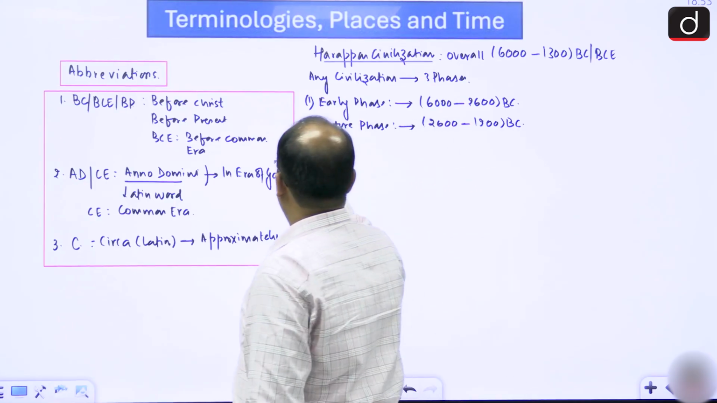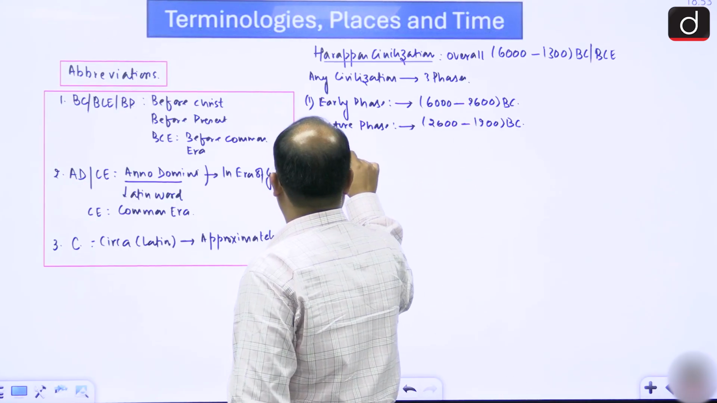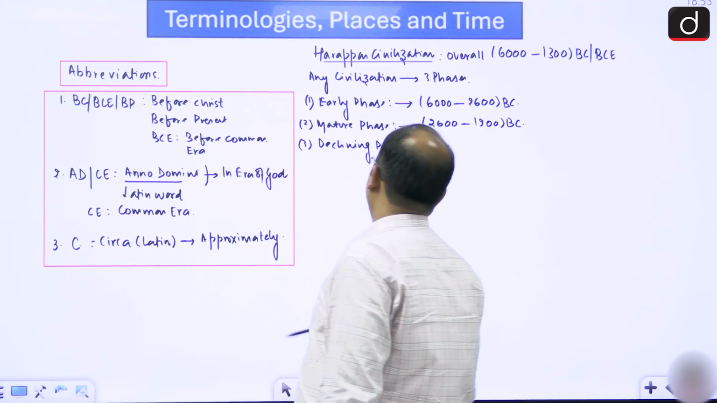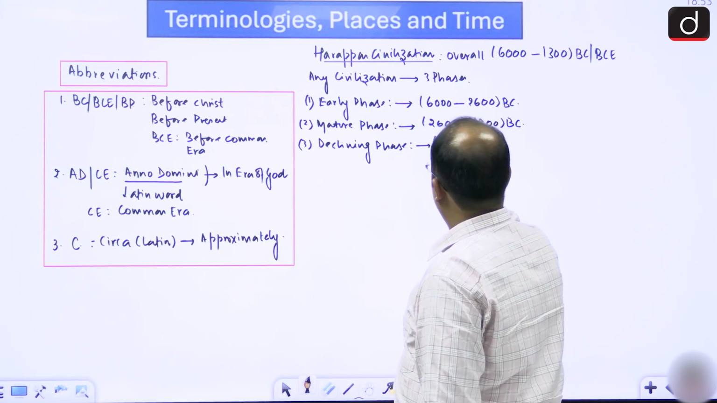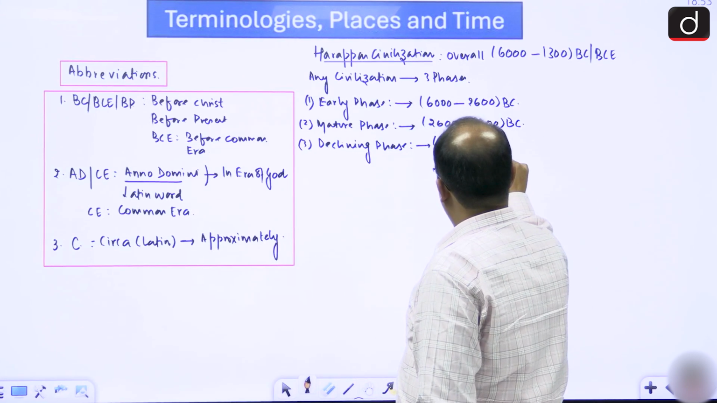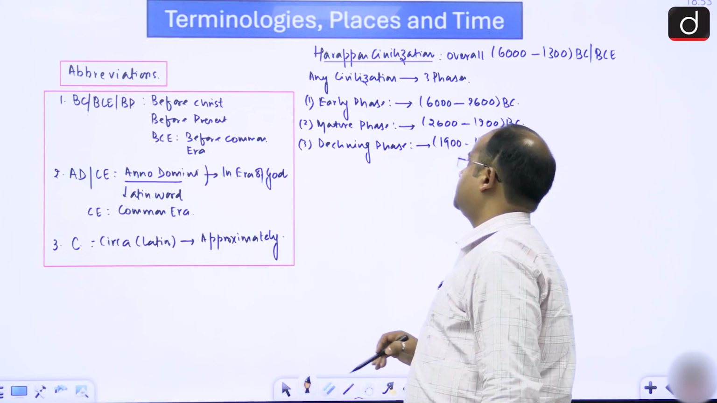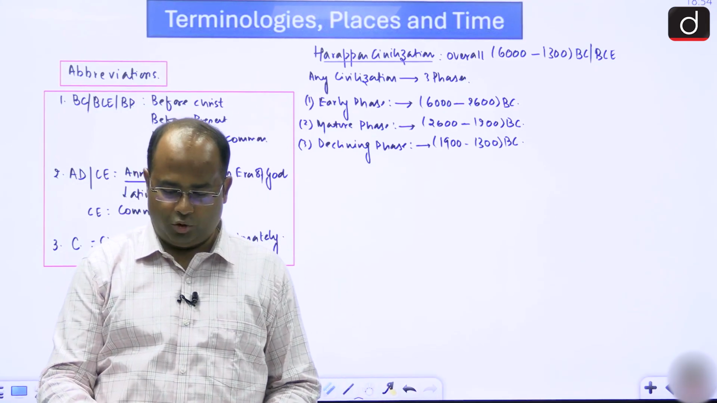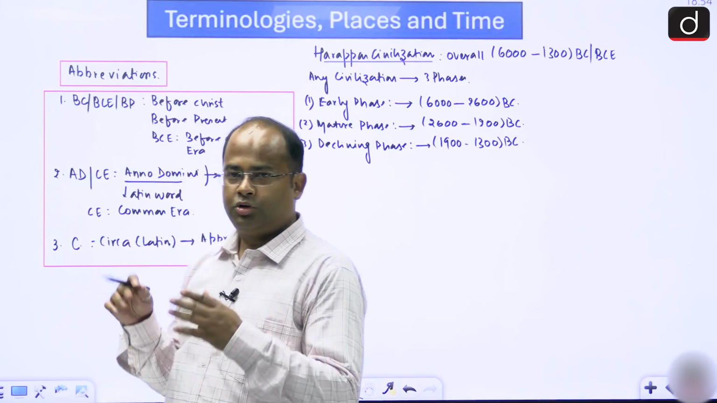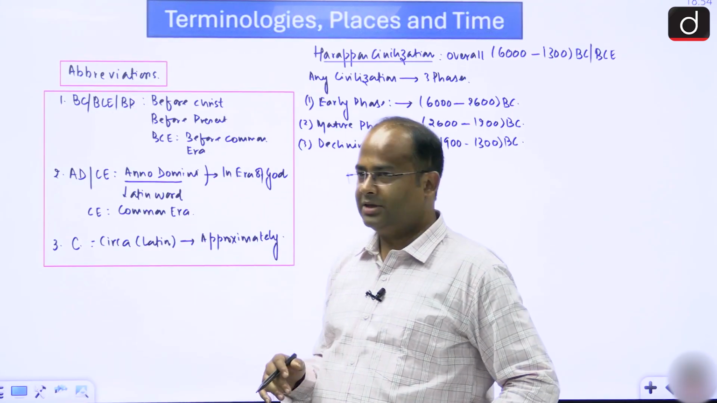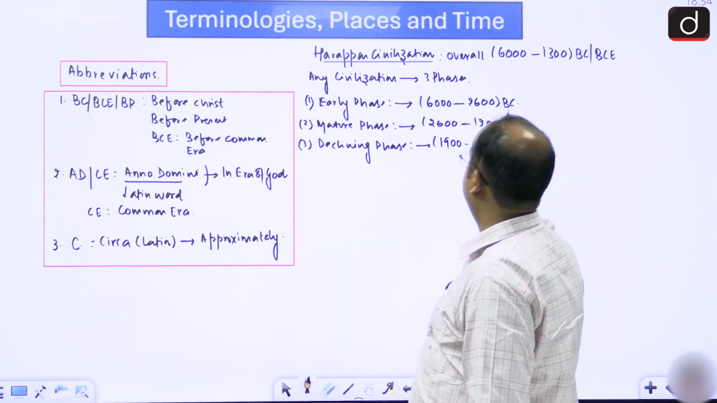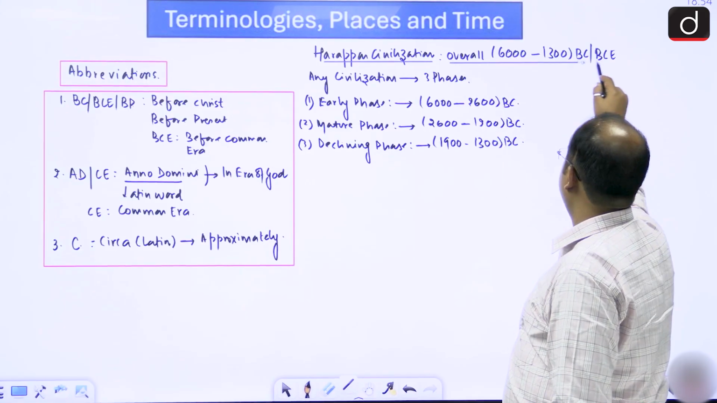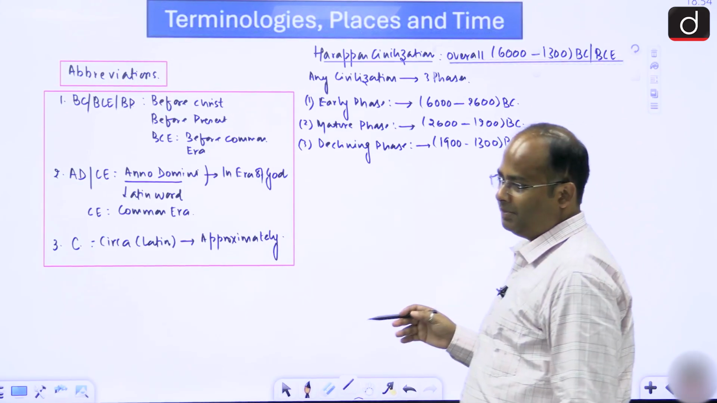And then we have the declining phase. The declining phase starts from 1900 to 1300 BC. So I hope, my dear friends, that is clear to all of you. This is the time period of this Indus Valley civilization, or simply Harappan civilization, that starts from 6000 to 1300 BC or BCE. This is the complete time period.